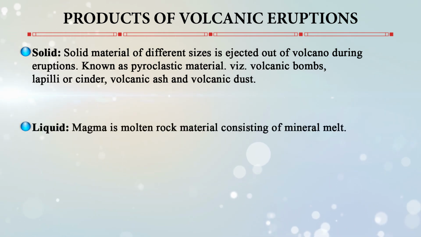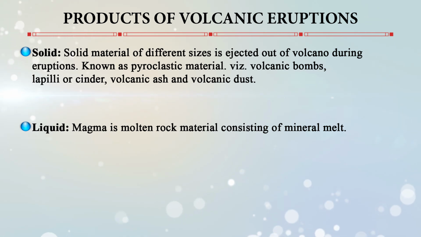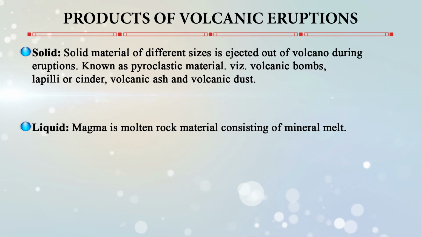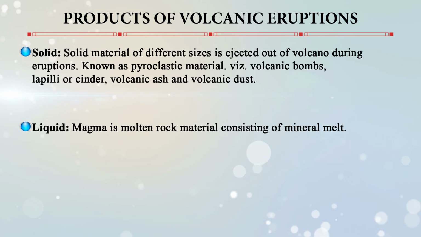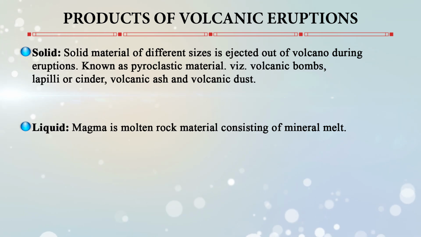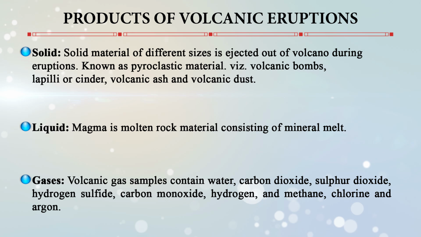Then there is liquid material coming out during volcanic eruptions. Magma is the molten rock material consisting of mineral melt. Then there are gases which come out. Volcanic gas samples contain water, carbon dioxide, sulfur dioxide, hydrogen sulfide, carbon monoxide, hydrogen, methane, chlorine and argon.